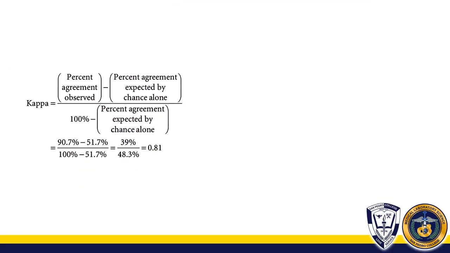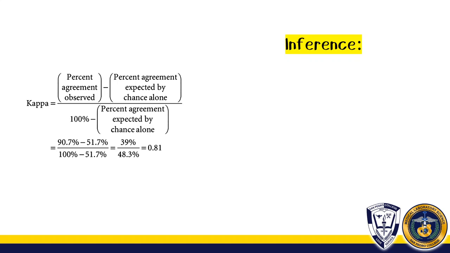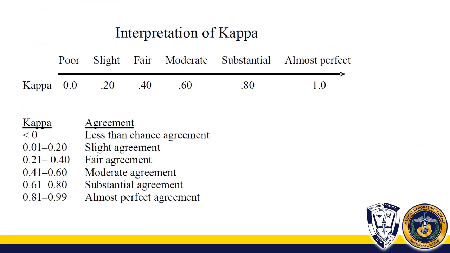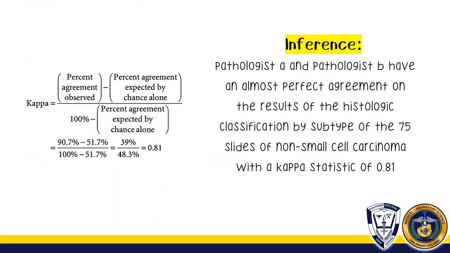Now, going back, the result of our example is 0.81. How would we conclude or give an inference for this? We could say that pathologist A and pathologist B have an almost perfect agreement on the results of the histologic classification by subtype of the 75 slides of non-small cell carcinoma, with a kappa statistic of 0.81. Where does 0.81 fall? Almost perfect agreement. So that is what the kappa test ratio is all about.